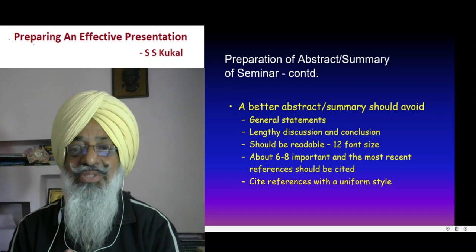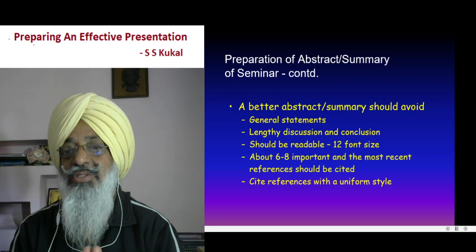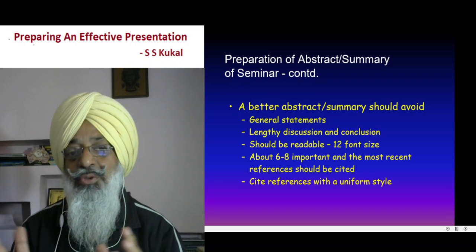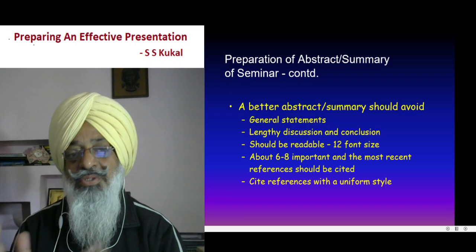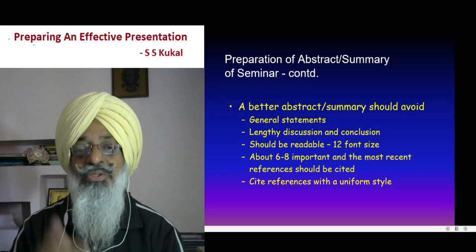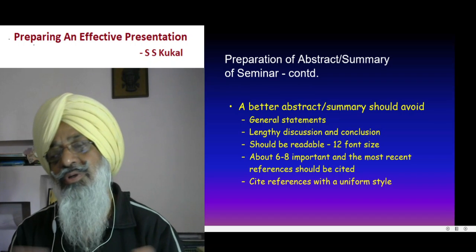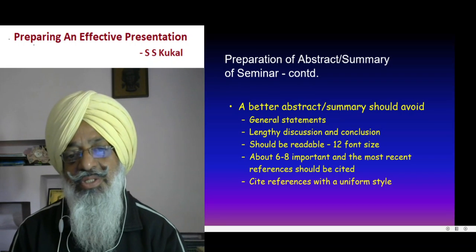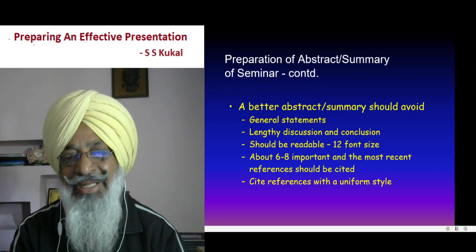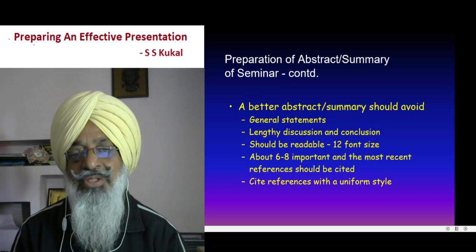Then a better abstract should avoid general statements, because many a time you have only 250 or 300 words. If you start with general statements, you will be consuming more of the words in general statements, and people already know the general statements. So there should not be any lengthy discussion and conclusion in your abstract.